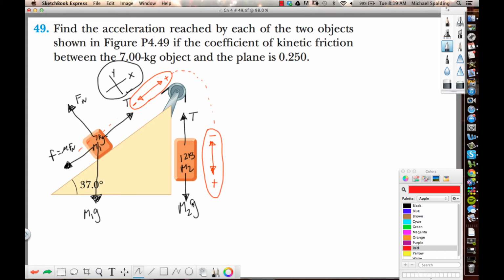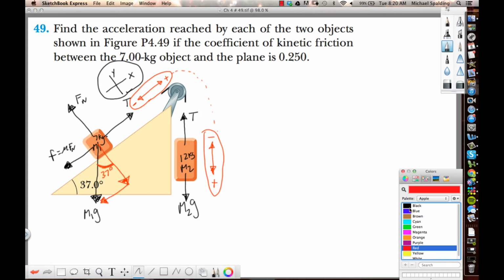Okay, so the thing remaining to do here is we got to deal with mg. Now what do we notice about mg for m1? Does it point perfectly x? So here's the x direction for m1. Does mg point perfectly x? No. Does mg point perfectly y? No. So what do we have to do to mg for m1? Y component, x component. You got to break it into components. And then this angle in here is always the same as the angle of the incline. So that's 37 degrees. Okay?